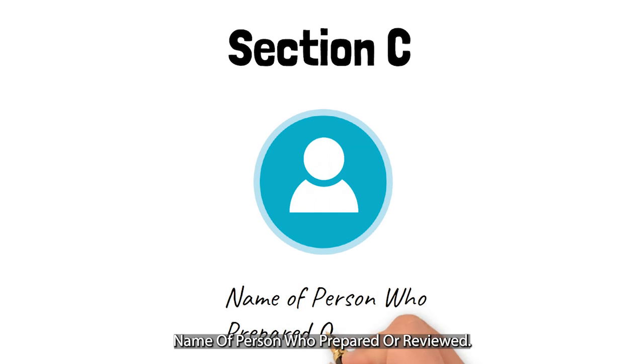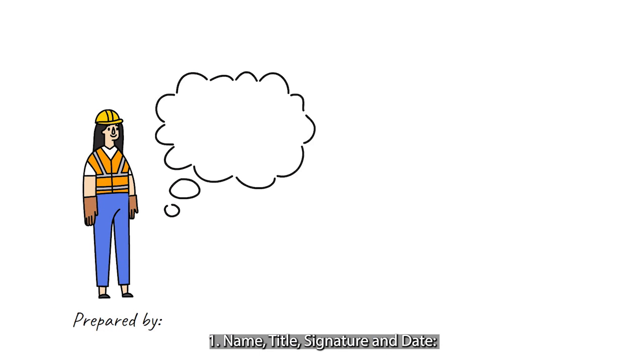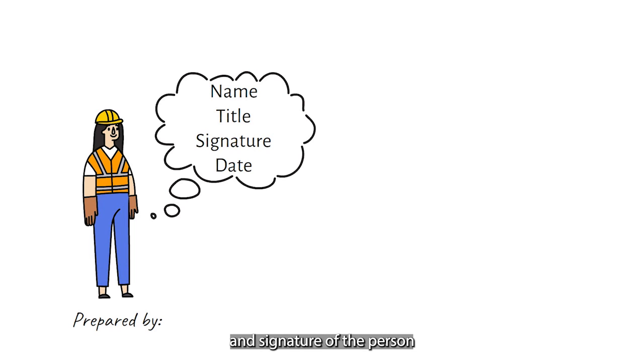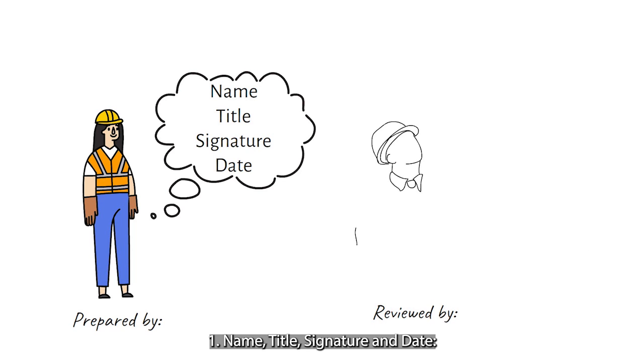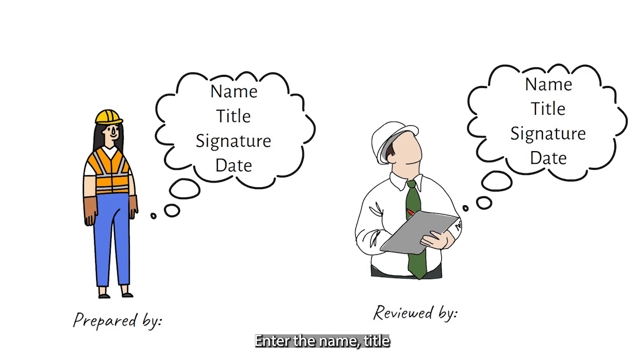Section C. Name of person who prepared or reviewed. This section gives details on preparing or reviewing the chemical register. Prepared by 1. Name, title, signature and date. Enter the name, title and signature of the person who prepared the form and the date of preparation. Reviewed by 1. Name, title, signature and date. Enter the name, title and signature of the person who reviewed the form and the date of review.